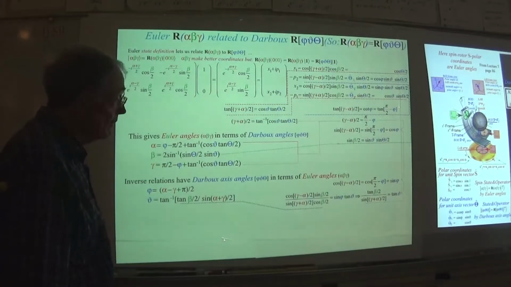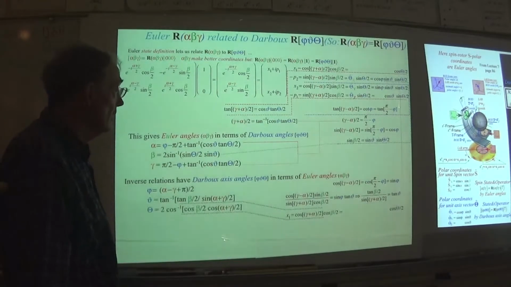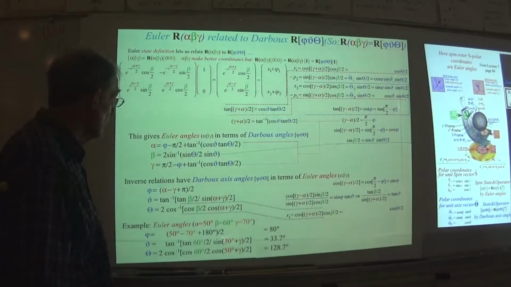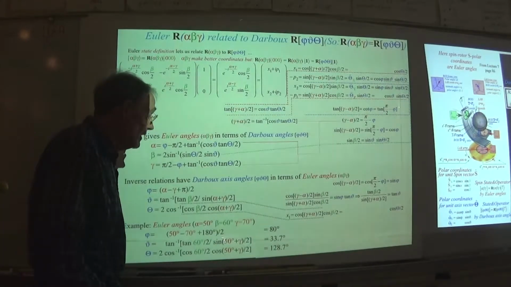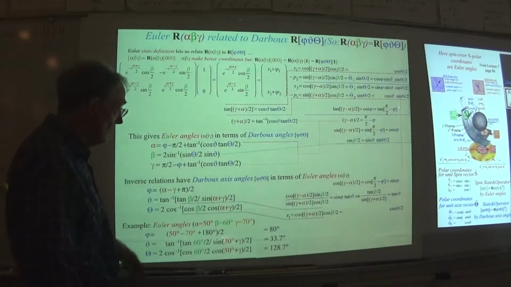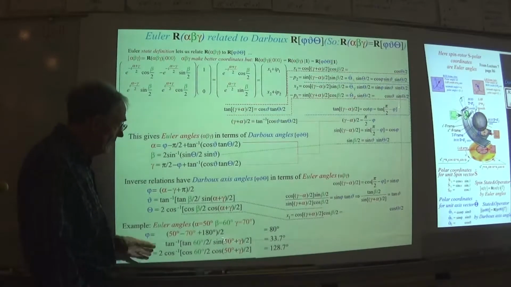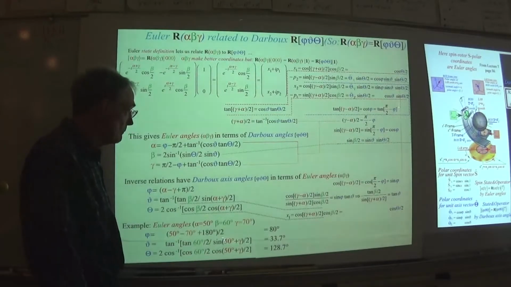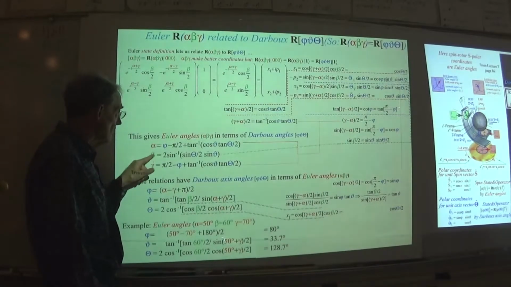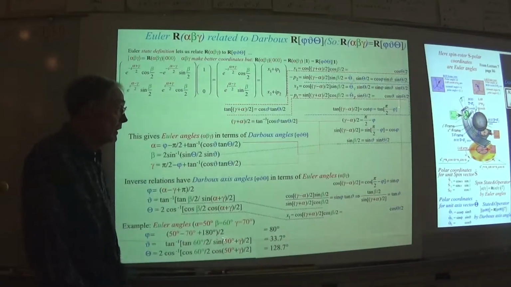Now, the inverse relations, I just take these things, and if I'm not too careless, I will come up with a relationship that gives me the Darboux angles in terms of the Eulers. This is the other way. This is alpha, beta, gamma in terms of the Darboux.